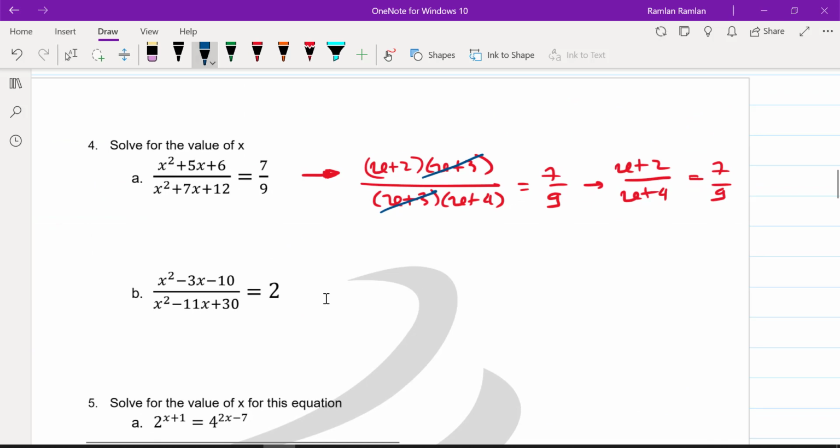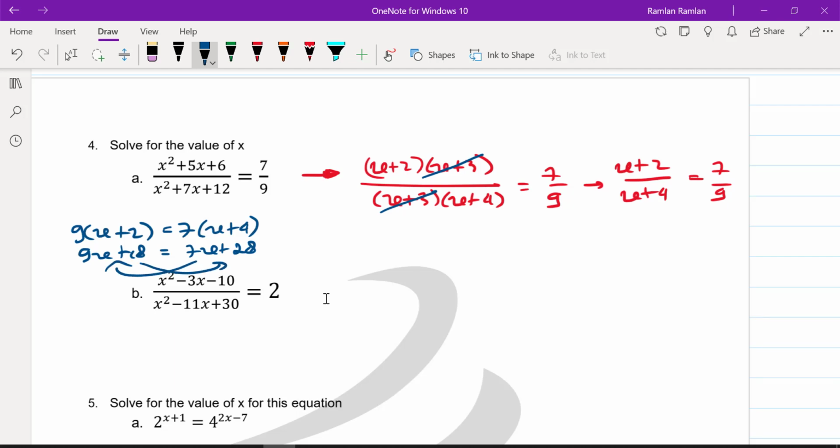We multiply this with this guy and this guy with this guy. That will be 9 times x plus 2 on one side, and the other is equal to 7 times x plus 4. Open a bracket, 9x plus 18 equals 7x plus 28. Now again, we can move the 7x here, that will be subtraction. Move the 18 here, that will also be subtraction.